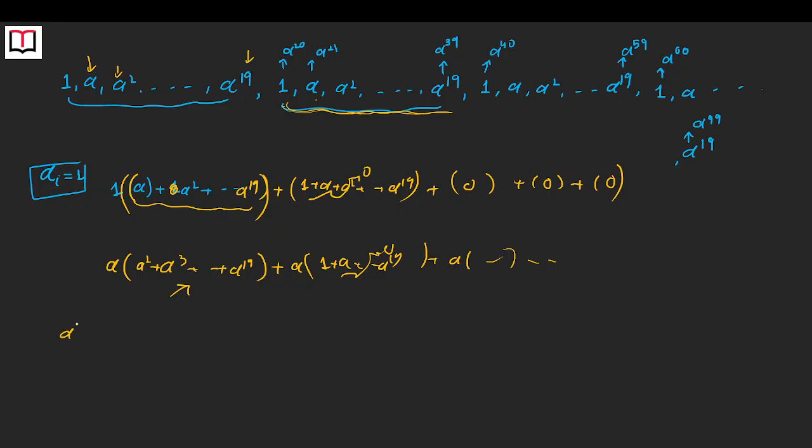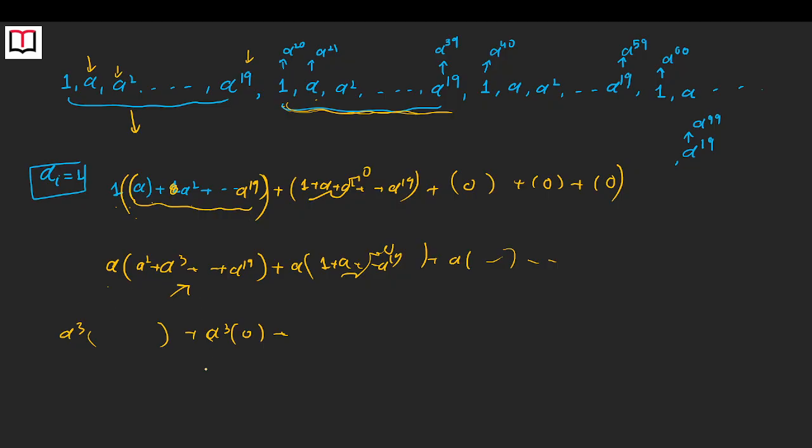Similarly, you go for alpha cube, and then for alpha cube for the rest of the four set, this will be 0, this will be 0, this will be 0. Okay, so what does that mean? See, ultimately what's happening is, what are we left with in the first step? In the first step, what we are left with is the sum taken two at a time, like 1 into alpha, 1 into alpha square, 1 into alpha raised to power 19, alpha into alpha square, alpha into alpha cube.